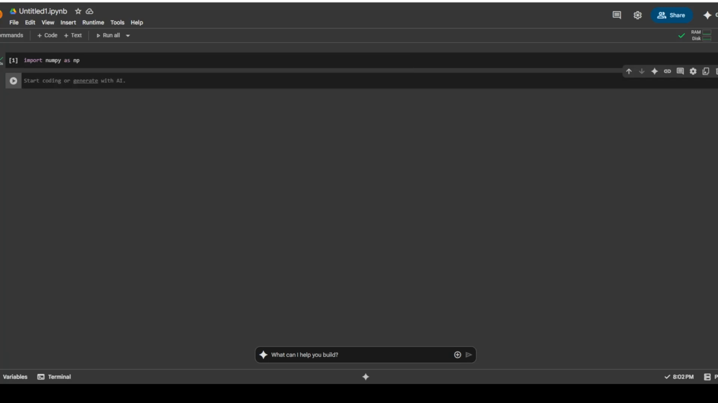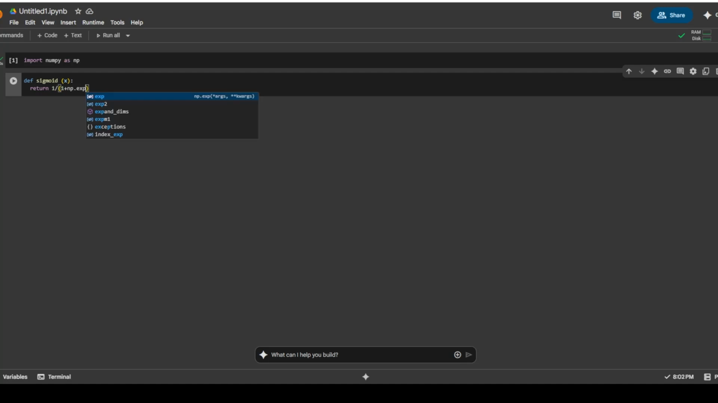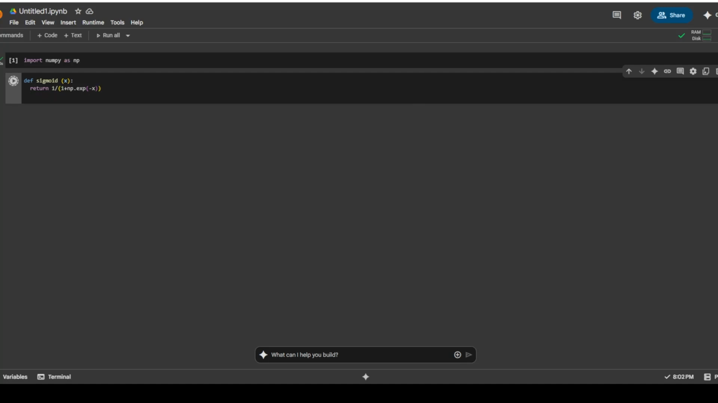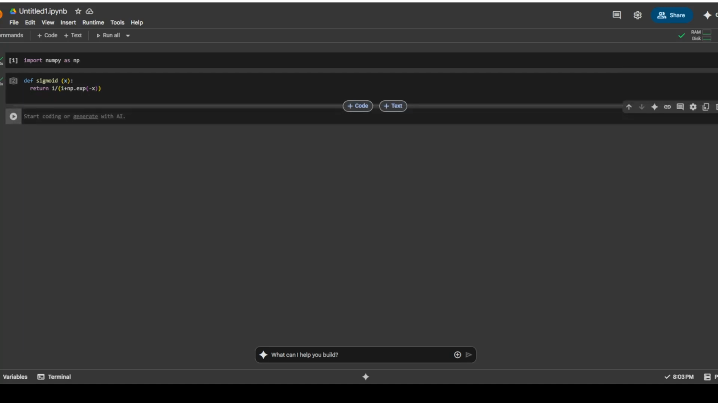Now let's define our activation function here. Define sigmoid of x, then it will return 1 over 1 plus np.exp of negative x. Okay, so this will be our sigmoid function.